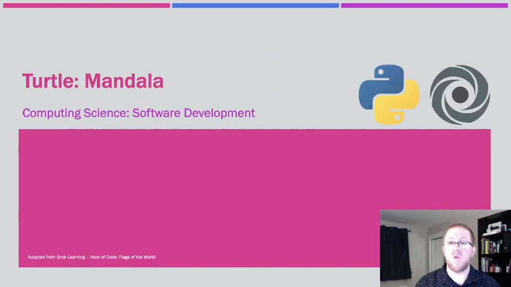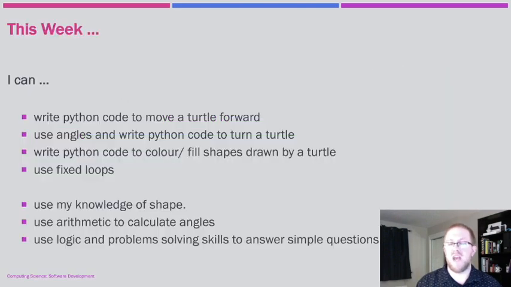In this session we are going to look at how we can use turtle to make mandalas, and we'll talk a bit about what a mandala is shortly. By the end of this session, you'll be able to write Python code to make the turtle move forward. You'll be able to use angles and write Python code to make the turtle turn. You'll be able to write Python code that will make the colour either filled or the line of the turtle draws. And you'll be able to use a fixed loop. We'll also use our knowledge of shape, we'll use arithmetic to calculate angles, and we'll use our logic and problem solving skills to answer simple questions.